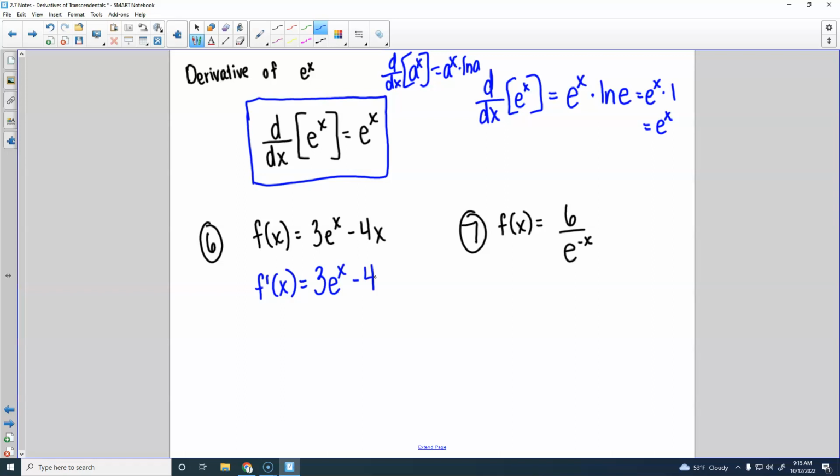So if you see a problem like number 7, this has some issues. First of all, the e to the x is in the denominator, and it's not just a straight e to the x. It's e to the negative x. How can we remedy this situation so that we can deal with it? Move it up to the numerator. We'll get 6e to the positive x. And so when we take the derivative here, it is 6e to the x. I love e to the x's.